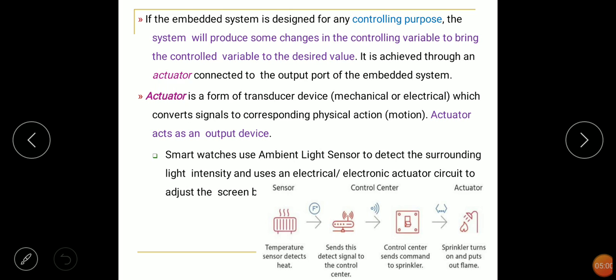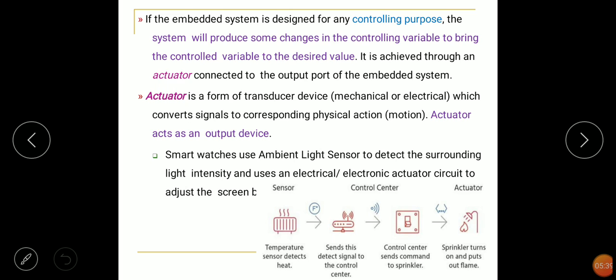So an actuator is only needed when the embedded system has a controlling purpose. If you have designed an embedded system for controlling purposes, an actuator is required, otherwise not. An actuator is a form of transducer device which converts a signal to a corresponding physical action. The processor signal, in the form of an electrical signal, is converted into a physical action or a physical variable. That is, the actuator acts as an output device.